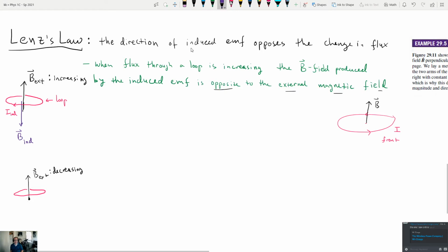And so I say, okay, because the external magnetic field is decreasing in time, my induced magnetic field needs to go in the same direction. And that means that the induced current that will produce such an induced field has to go this way. Does that make sense? Yep. And that covers all the possibilities.